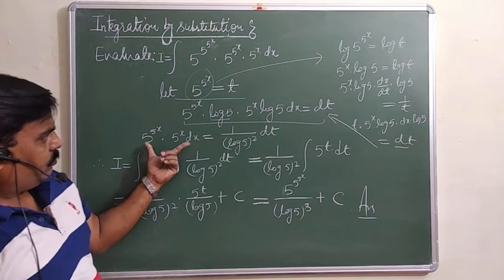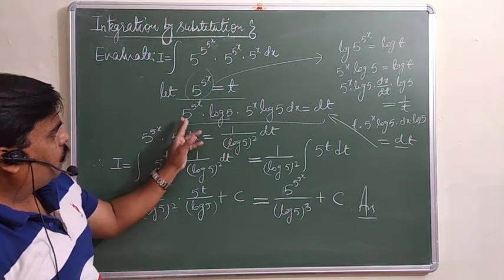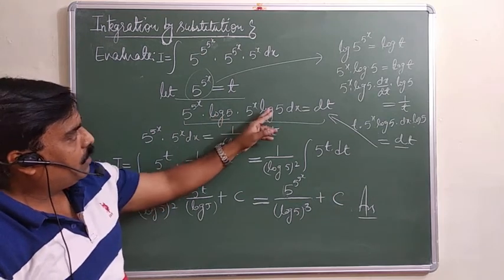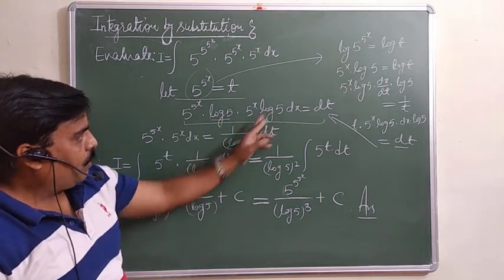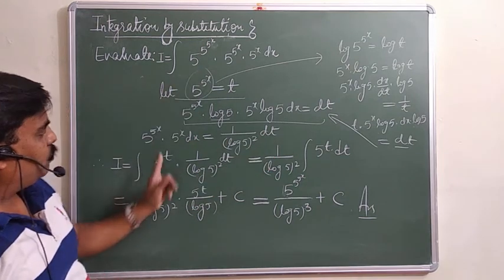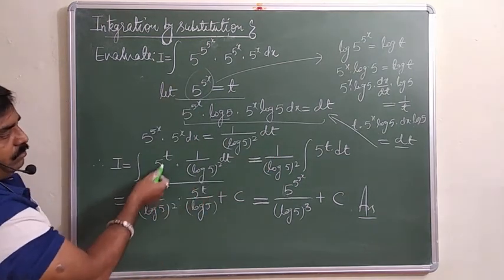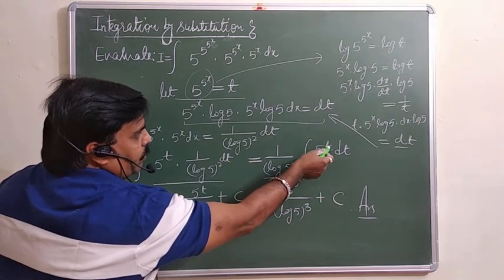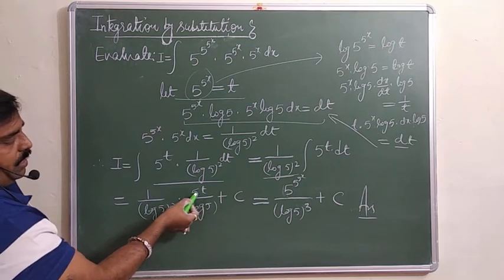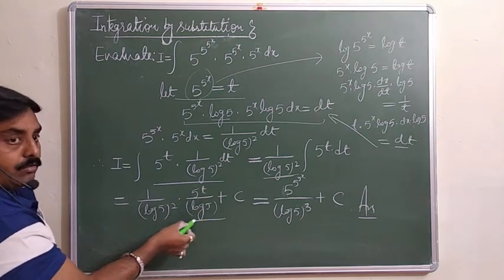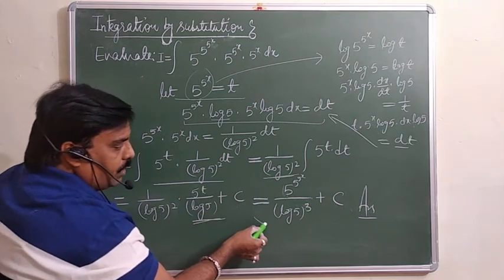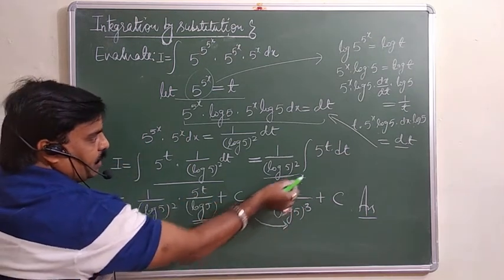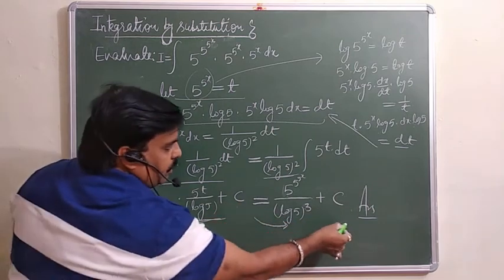Now from here, 5 raised to power x into 5 raised to power x dx, you can assume this is equal to dt over log 5 into log 5, that is log 5 whole square. That value you substitute here and solve it. This is now a constant. This is like e raised to power x. You can write e raised to power x over log a, the antiderivative of this is already known, plus c, and you can put the values here. You put the value of t, because 5 raised to power x you assumed, and that you will get is the answer.